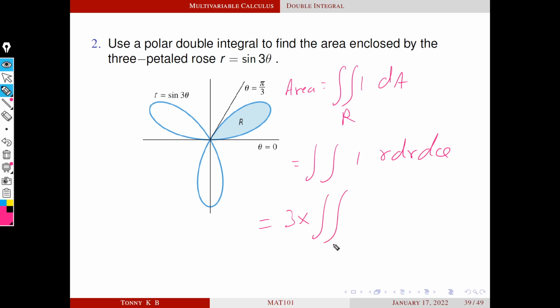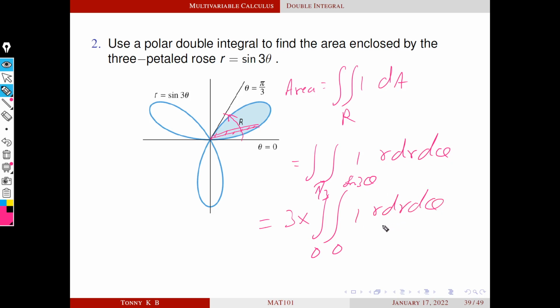Okay, so that is a double integral. And what is the range of r? r is always starting from 0, clear? r is always starting from 0 up to this end. So what is the equation of this end? That is sine 3 theta. So r is varying from 0 to sine 3 theta. And to cover this petal, theta is varying from this point to this point, clear? And we know this is theta equal to pi by 3. So this is 0 to pi by 3. So 3 times integral 0 to pi by 3, 0 to sine 3 theta, 1 r dr d theta. So this is the setup of this integral.